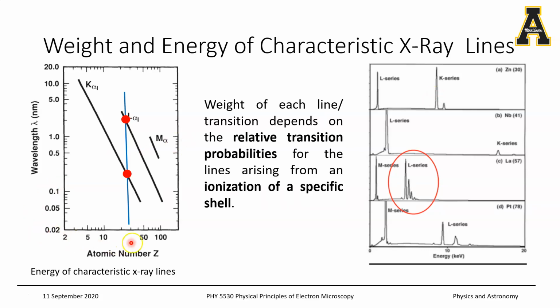So depending on the Z number, you can have either a single line or you can have multiple lines in the EDS spectra. Okay, and the intensity of these lines depends on the ionization of that specific shell, or the probability of ionization of that shell, right?